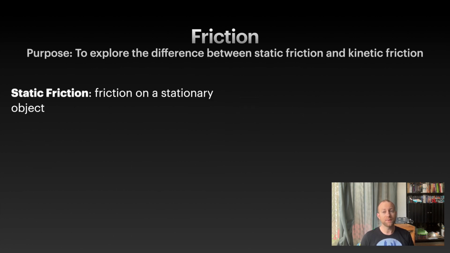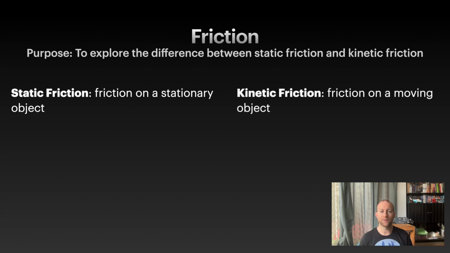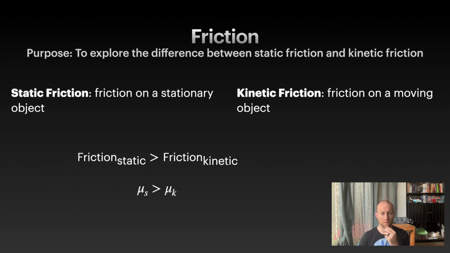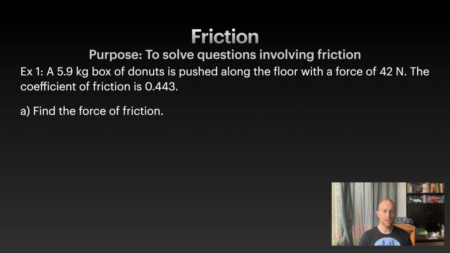So we have two different types of friction. One of them is static friction. So static is on an object that is stationary, not moving. And we've got kinetic friction. So kinetic friction is friction on a moving object. The static friction is bigger than the kinetic friction. That's always going to be the case. And therefore your mu s, or the coefficient of friction on a static object, is going to be bigger than the same two objects when they're moving. So that's always going to be the case. You can check on your formula sheet and compare between the static and kinetic, and you can see that that is actually true. So let's do an example here.